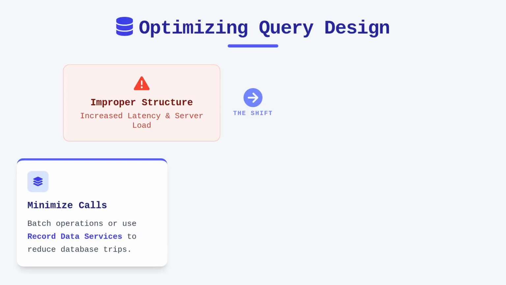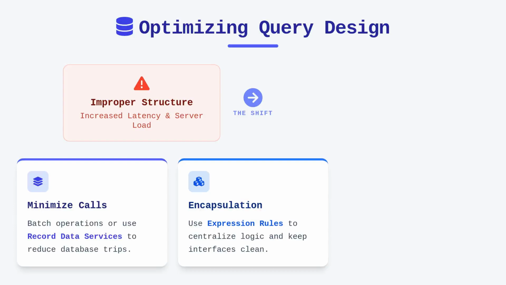If we find ourselves writing complex queries that must be reused across multiple interfaces or processes, the best practice is to encapsulate this logic within a dedicated expression rule. This keeps our interface definitions clean and provides a single point of maintenance should the underlying schema change.